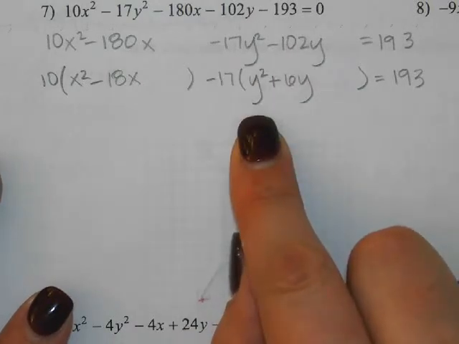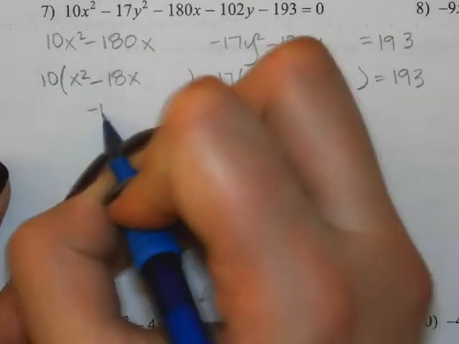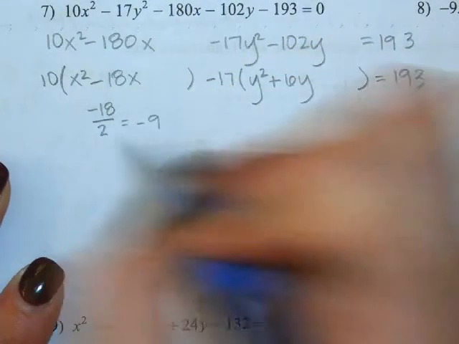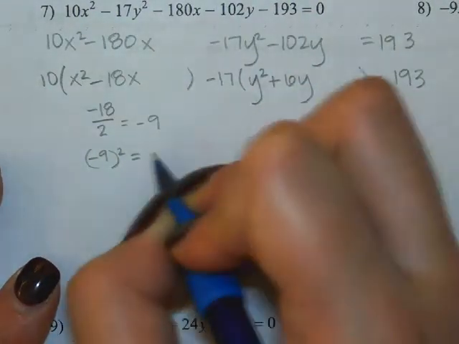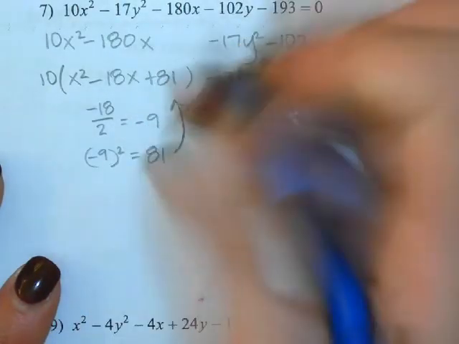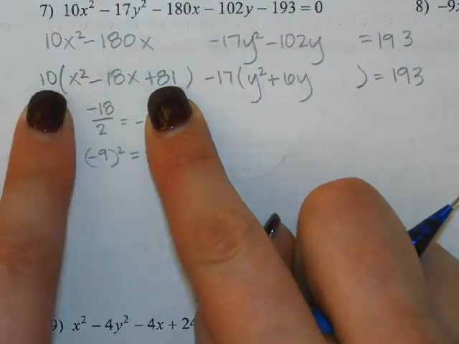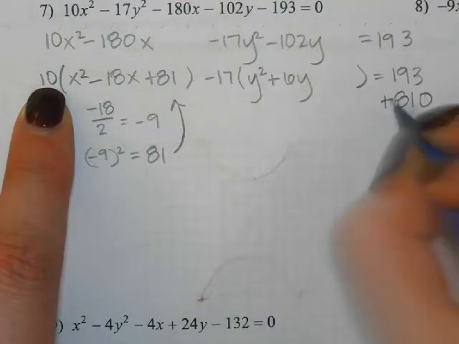All right, what's the next normal step for completing the square? Divide by 2. So we've got negative 18 divided by 2 is negative 9. And then negative 9 squared is 81. So 81 completes the square. But we didn't just add 81. What did we actually add? Yeah, 81 times 10, which is 810. So we're adding that to the right side.